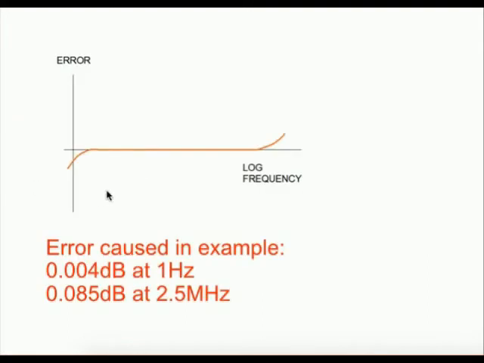So here you see, for the example we're going to show at the end, this is the error caused by this approximation. You can see if you go to very low offset frequencies and very high offset frequencies, there's an error, but over the range we're concerned with, the error is small. It just simplifies things.